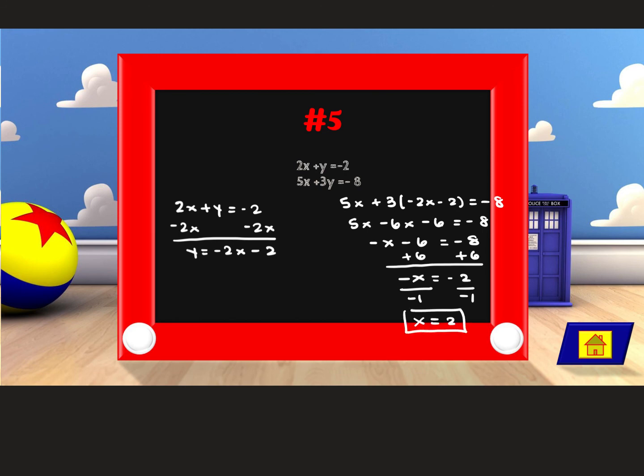Now we're simply going to plug that x value in to figure out y. So we get y is equal to negative 2 times 2 minus 2. y is equal to negative 4 minus 2. Oops, it's supposed to be negative 4 minus 2. Skipped ahead. And that gives us negative 6. So we get that 2, negative 6 is our solution.